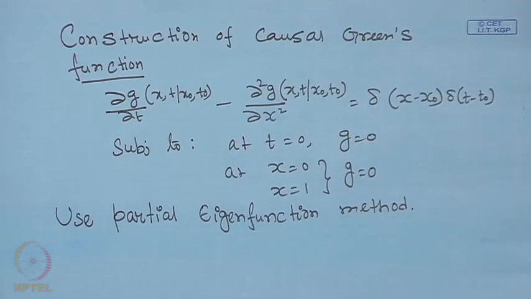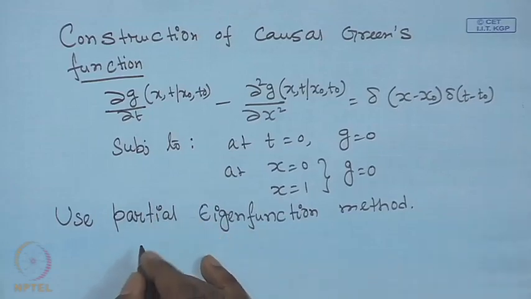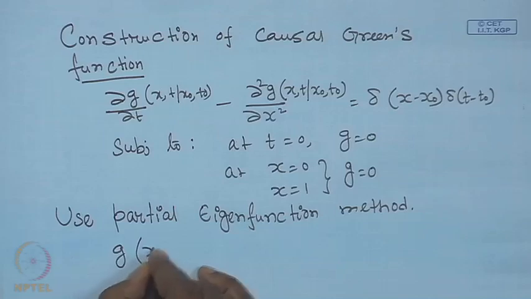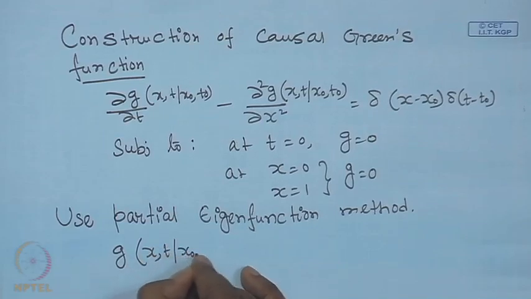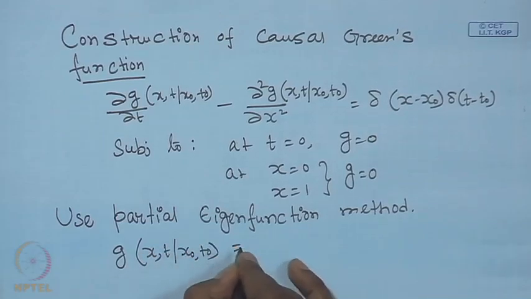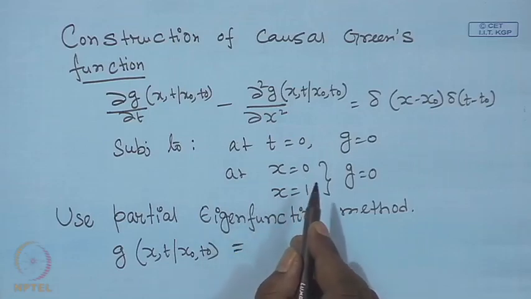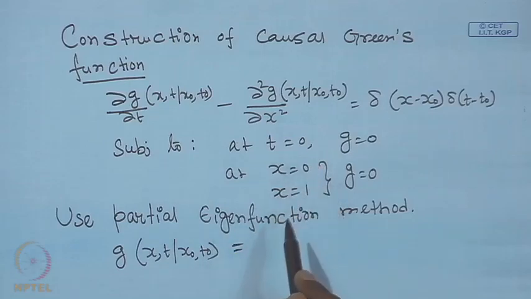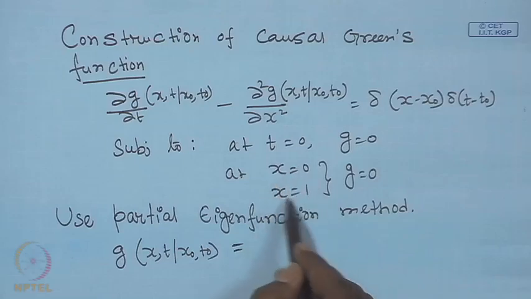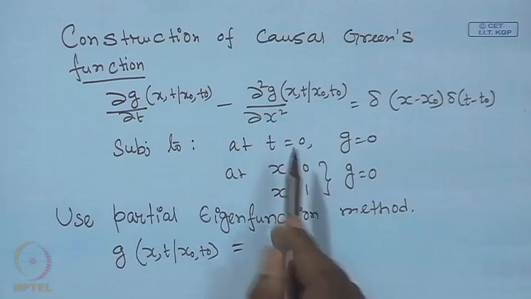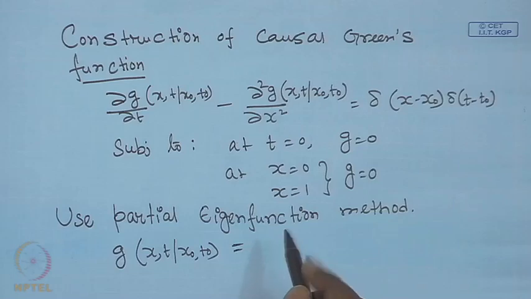What is the partial eigenfunction method? The partial eigenfunction method is that the solution G is a function of a standard eigenvalue problem, because these boundary conditions are homogeneous. So, this function can be expressed as a linear combination of eigenfunctions that are present in the corresponding eigenvalue problem.